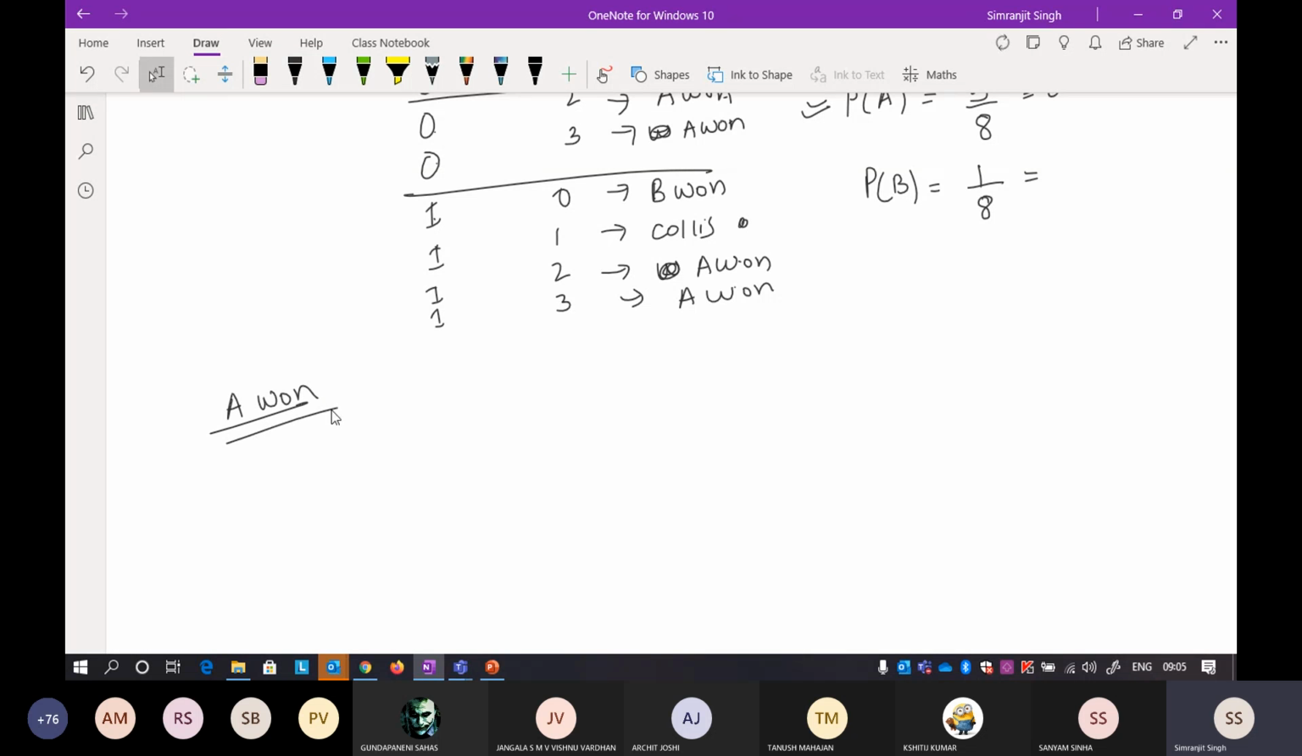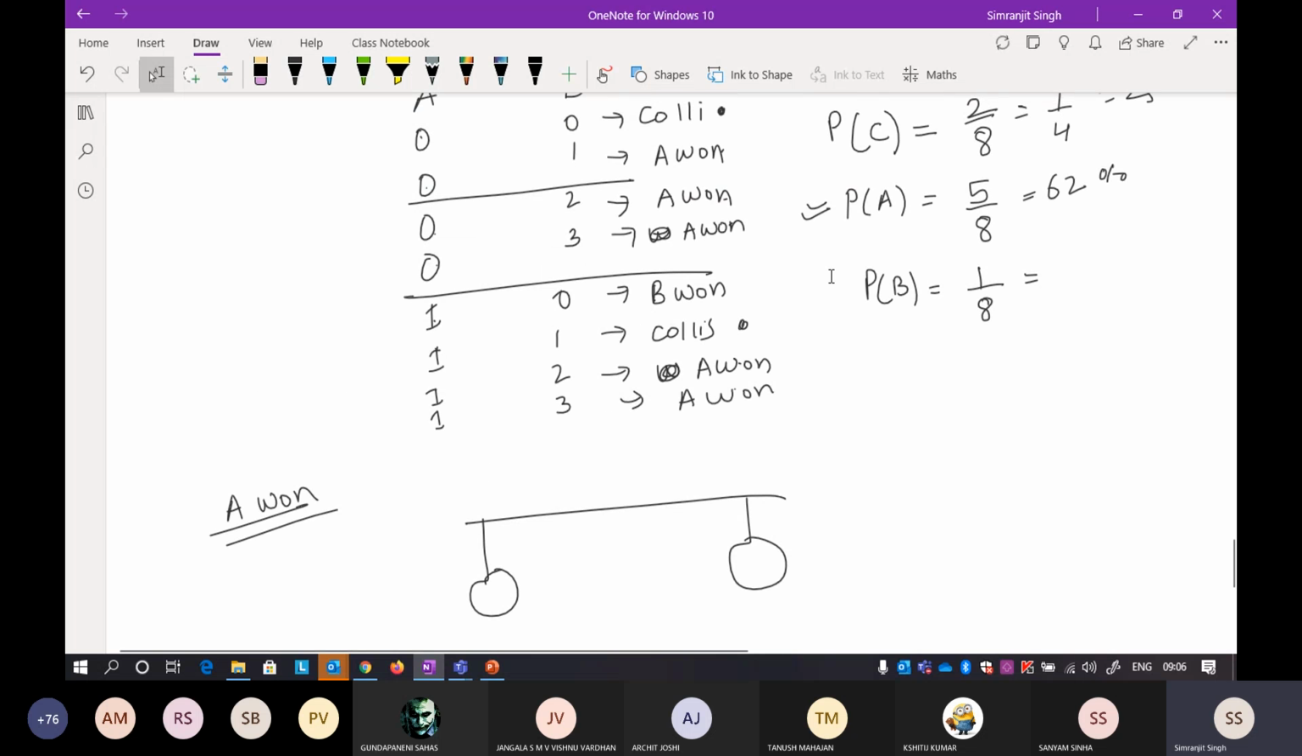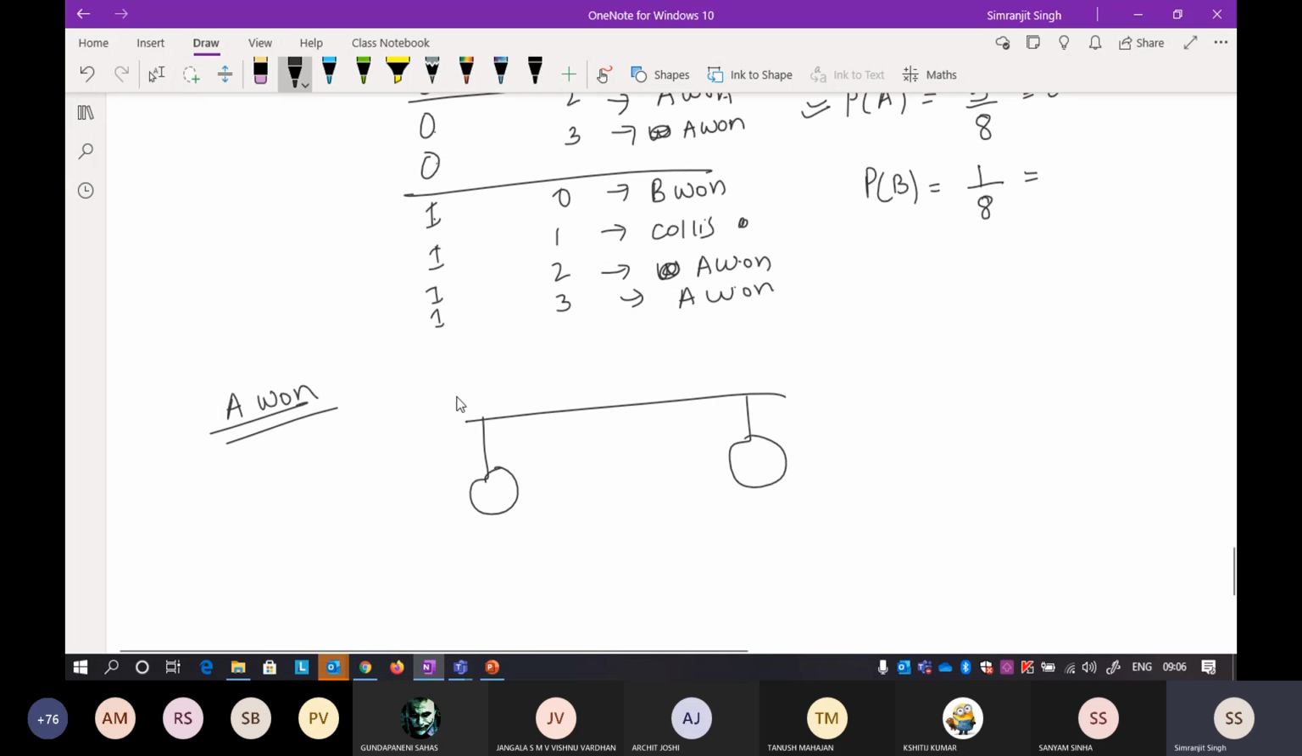Okay, so second time A has won, now A is transmitting the third packet. It's an assumption that A has won again, because the probability of A winning is more. Now if this happens, what will happen? A here and then B here. So A is transmitting its third packet, and B is transmitting its first packet.